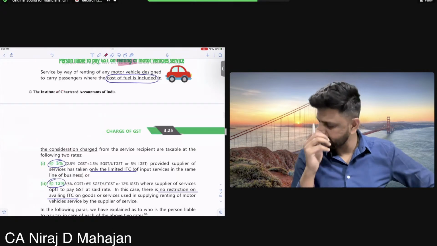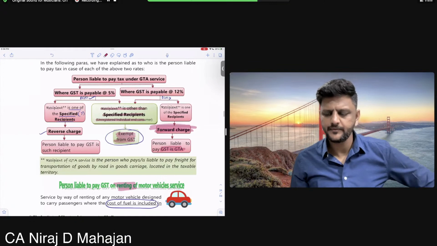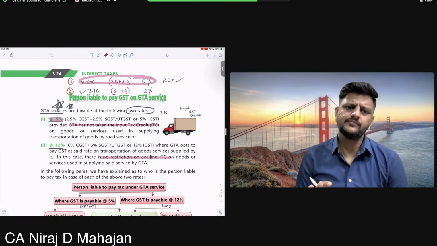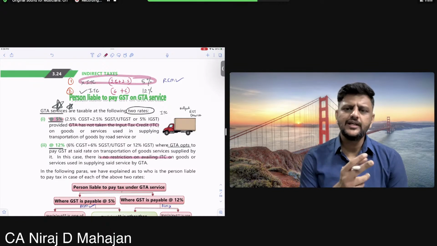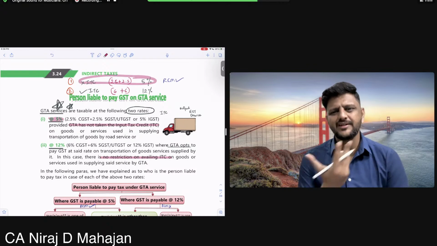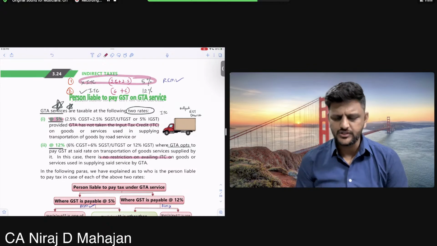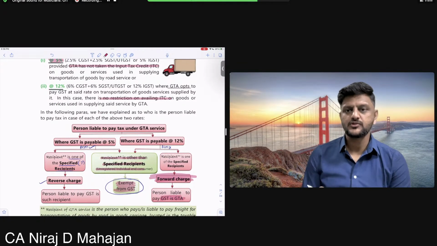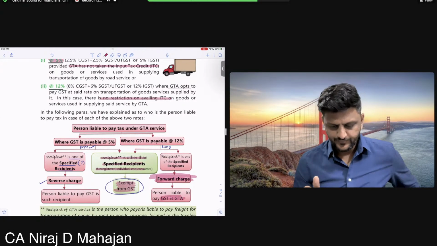Let us finish that table and we'll come to more explanations if required. So GTA and motor vehicle are on similar lines only. But for GTA, the recipients were what? Those 7 people. Out of those 7 people, everything was included over there. And who was the supplier? Obviously, the supplier is a registered person under GST. Okay, everybody?